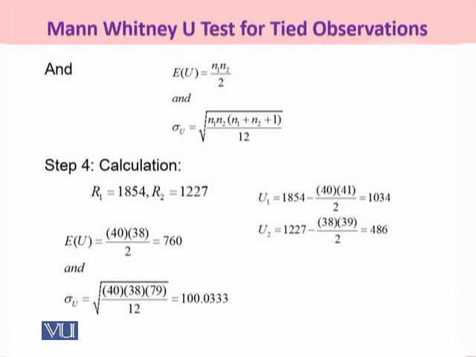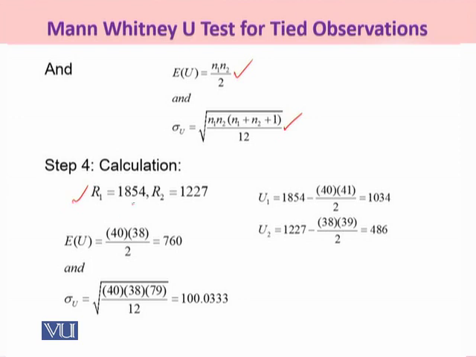The first thing you need to do is to calculate the mean of U. So the expected value of U may be calculated as N1 into N2 divided by 2, whereas the formula for sigma U is the square root of N1 into N2 multiplied by N1 plus N2 plus 1 divided by 12. Now students, I have already calculated the rank sum for the first data after arranging the observations from smallest to largest and then separating them out, summing those ranks.